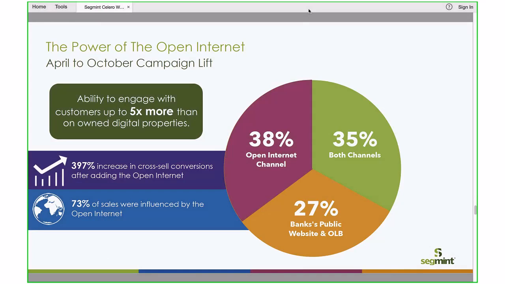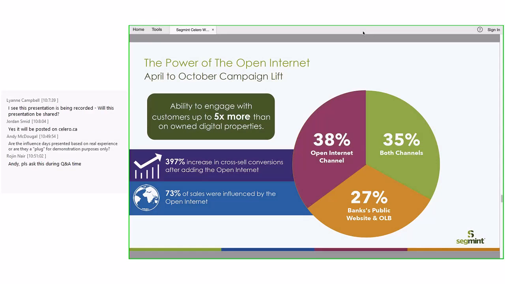One of the things I talked about a little bit ago was the open internet. Look at the campaign lift one of our institutions got just from April to October when they toggled on that open internet channel, that true one-to-one messaging out on the open internet. Look at that lift. They saw almost 400% increase in cross-sell conversions by adding that channel, and 73% of their sales were influenced by the open internet. Essentially, they could engage with customers up to 5 times more than their own properties. So if you're just putting those messages in the properties you own and you're not actively in a predictive fashion finding those individuals out on the open internet, there's a big piece of the pie out there that you can utilize, and we can help you reach that.